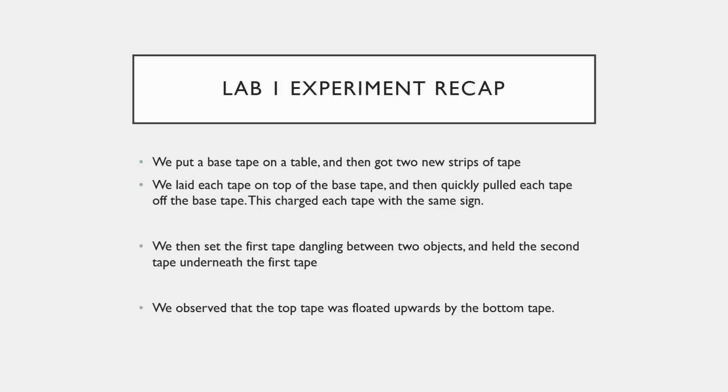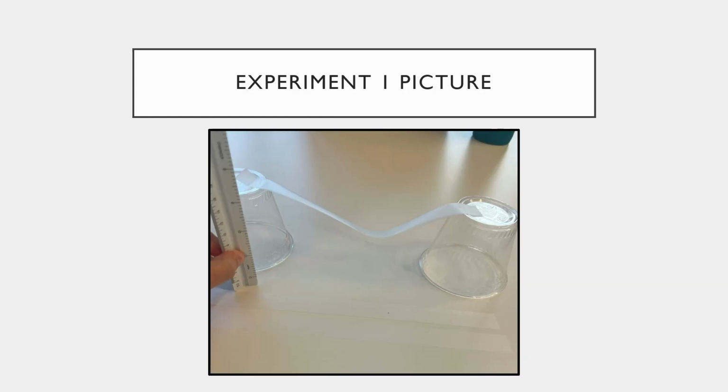A recap of the Lab 1 experiment: we put a base tape on a table and then got 2 new strips of tape. We stuck each new strip of tape onto the base tape and then quickly ripped each one up off the base tape, which charged each tape with the same sign. We then set the first tape dangling between 2 objects and held the second tape underneath the first tape. This allowed us to float the top tape upwards by the bottom tape. And this is a picture of the experiment done in Lab 1.